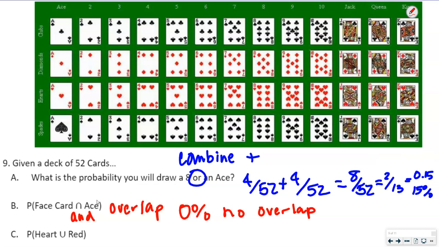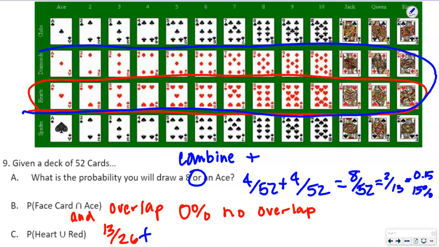Okay, so it says hearts. So these are our hearts, right? Remember, what are we looking for here? Or. When we're talking about or, we're going to combine these groups, right? So we got hearts. So there were 13 over 26 of those, right? Then we're going to add to that our red cards. Well, the red cards are all of those, right?